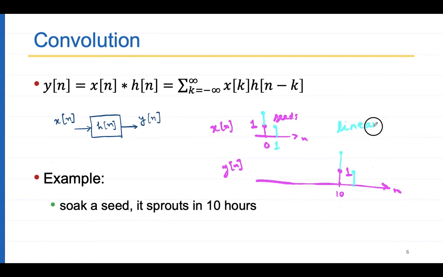Why is it linear? Because the more seeds I soak, the more sprouts I will get. They are independent of each other. And why is it time invariant? Because it does not matter when I soak the seed. I may soak at t equal to 1 or 2 or 3, and correspondingly it will take only 10 hours to get the sprout. This is one example of a linear time invariant system, which will help you intuitively understand the concept.